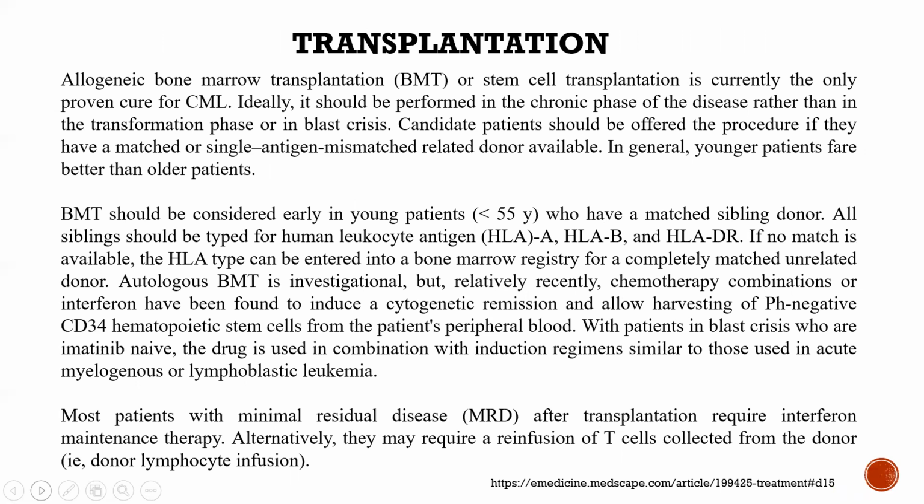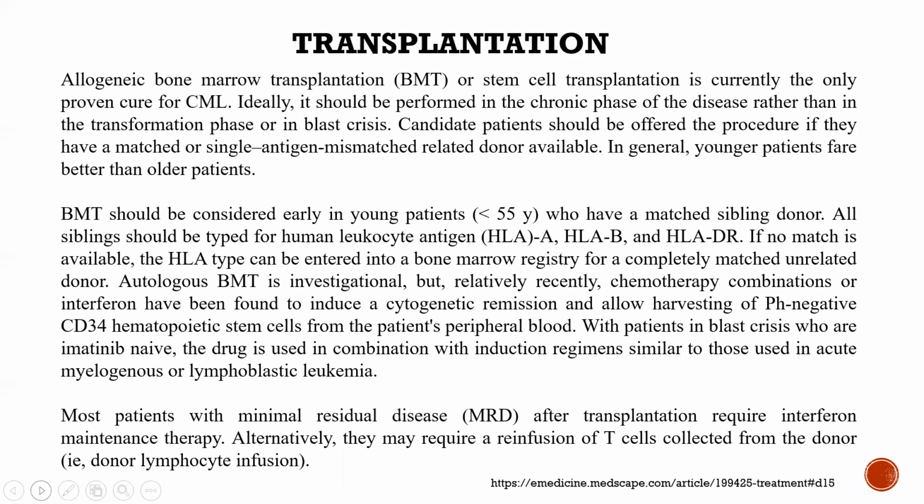Allogeneic bone marrow transplantation or stem cell transplantation is currently the only proven cure for chronic myelogenous leukemia. Ideally, it should be performed in the chronic phase of the disease rather than in the transformation phase or in the blast crisis. Candidate patients should be offered the procedure if they have a matched or single antigen mismatched related donor available. In general, younger patients fare better than older patients.